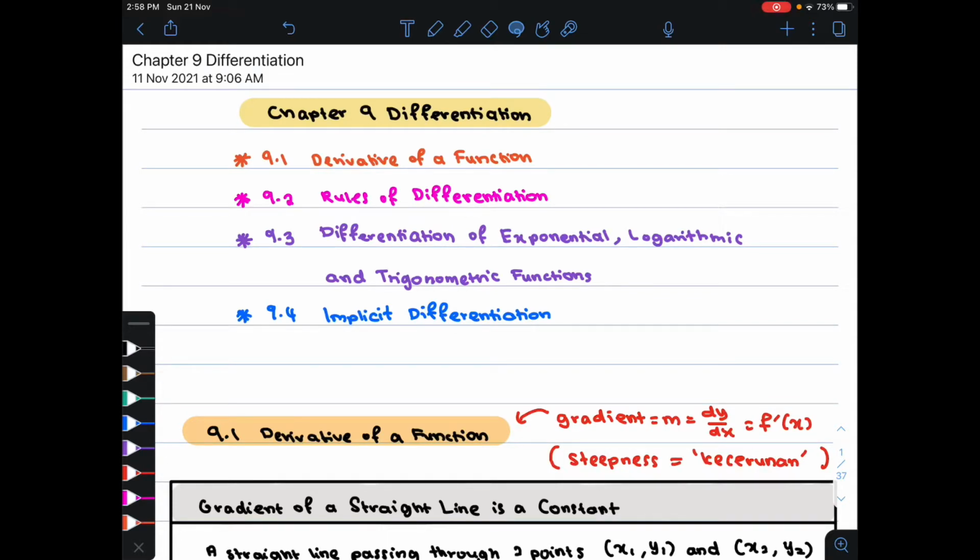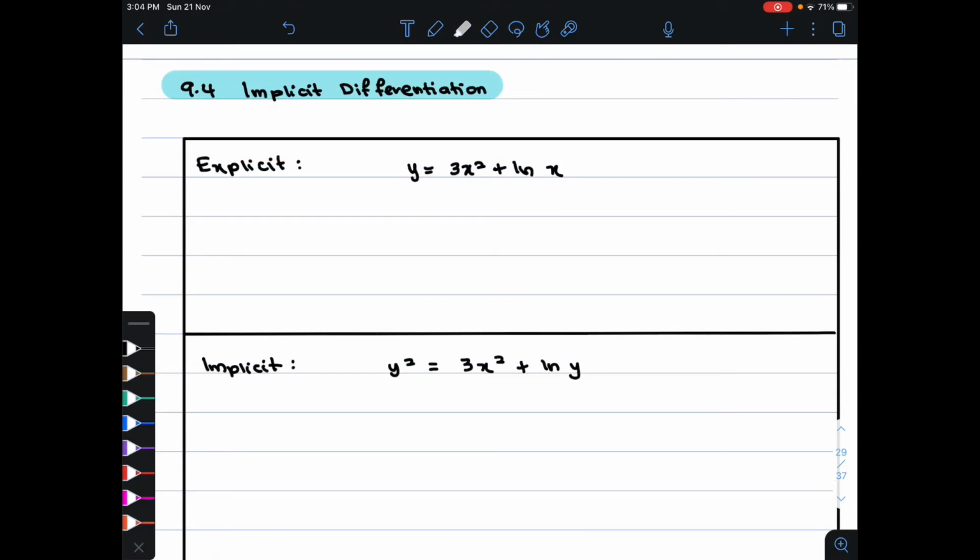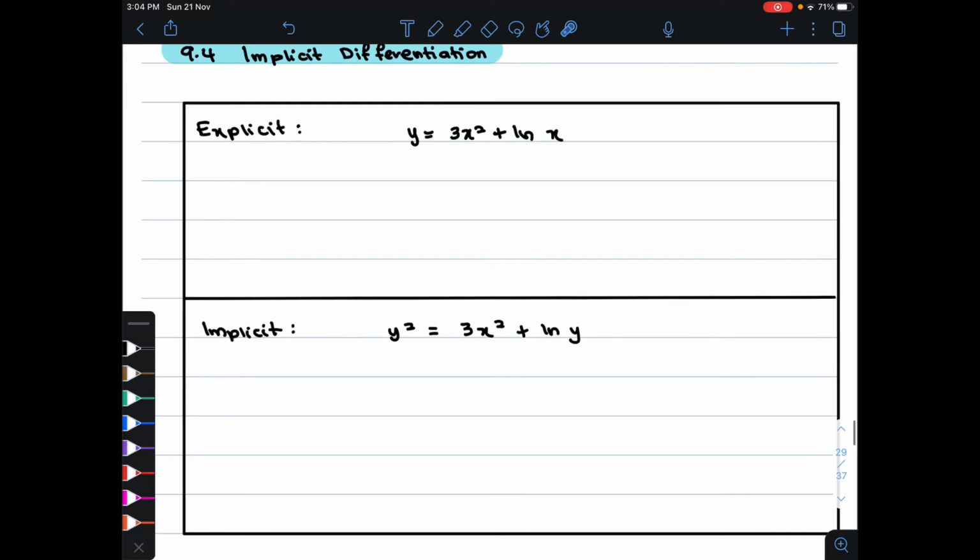9.4 is called implicit differentiation. So what is implicit differentiation? First things first, let's look at the difference between explicit and implicit.